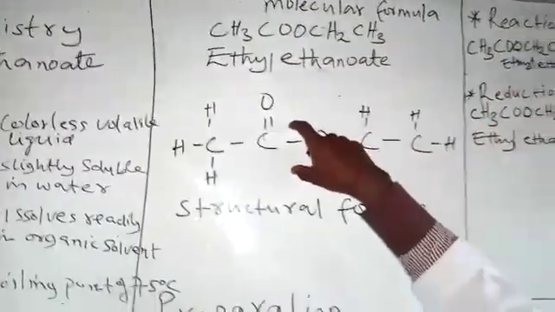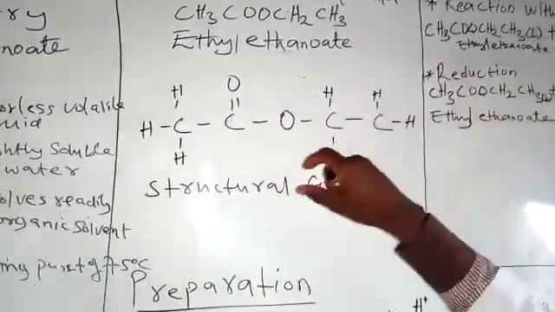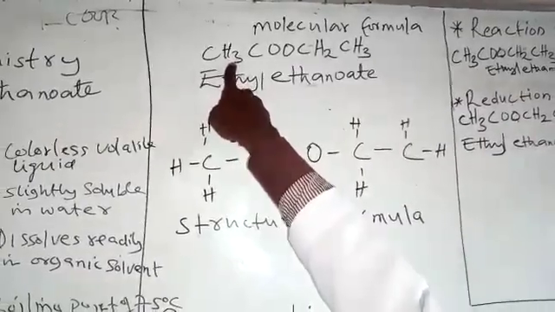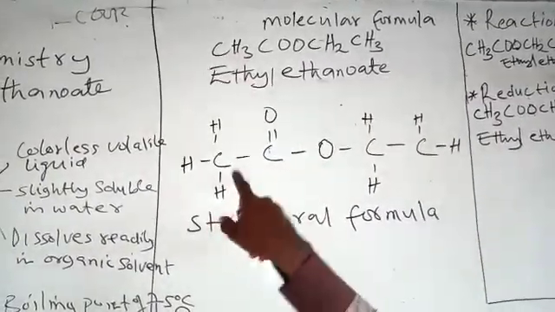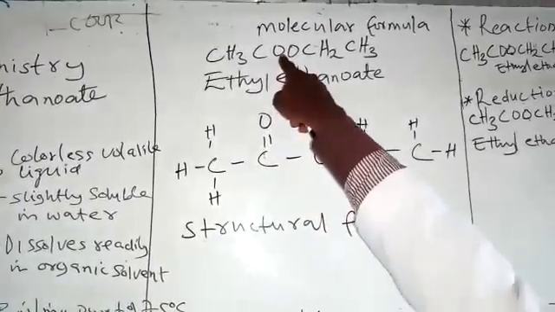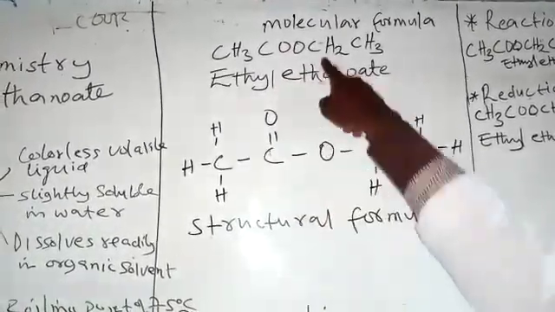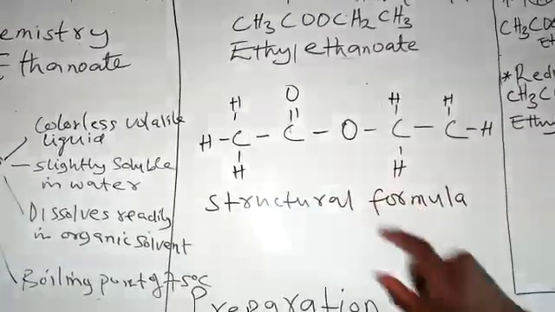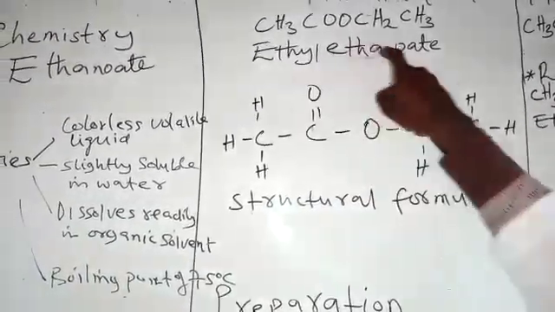While this one is the structural formula of ethyl ethanoate. Look at it, there are 3 hydrogen atoms attached to this carbon. You attach it here. You expand, you open it. This carbon double bonding oxygen. This oxygen, then this oxygen, just that way. You express it that way. So this is the structural formula of ethyl ethanoate.